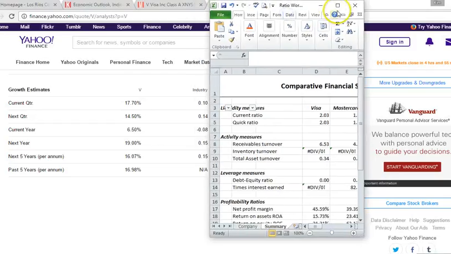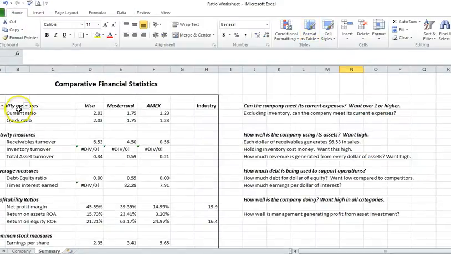For example, it says here, in the first one, the current ratio or liquidity ratios. Can the company meet its current expenses? We want something 1 or over 1 or higher. So you can see for all of these companies, the current ratio and the quick ratio are over 1, which means that these companies have more assets than they do liabilities. So statistically, or financially speaking, they are in good shape.